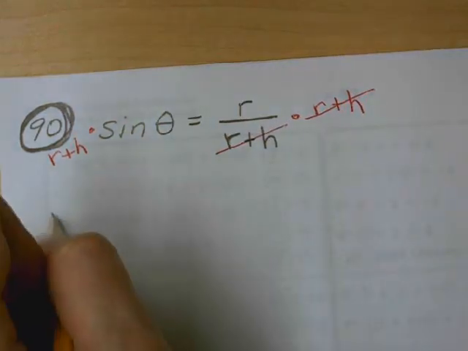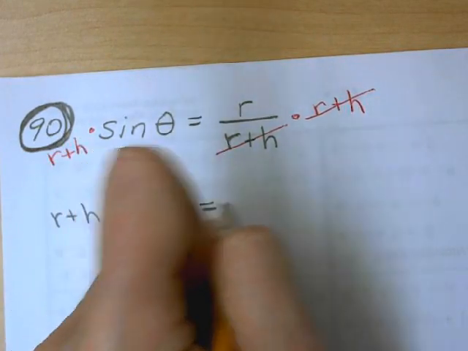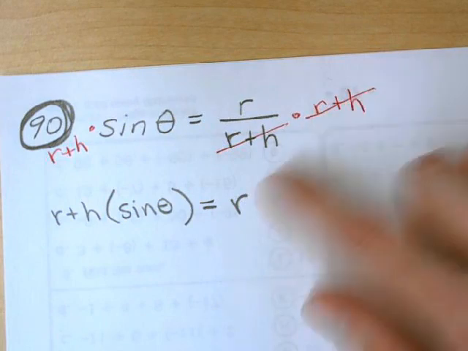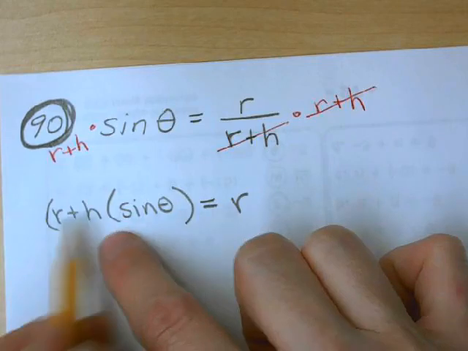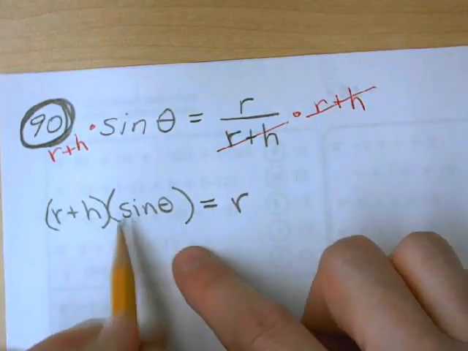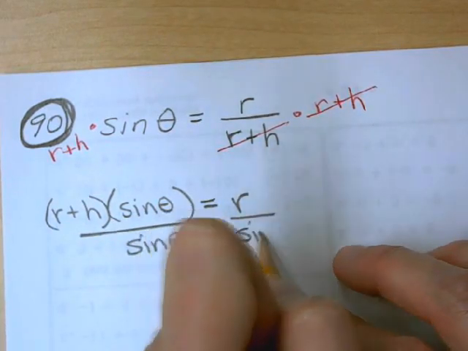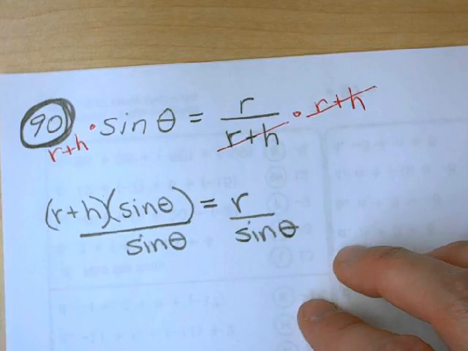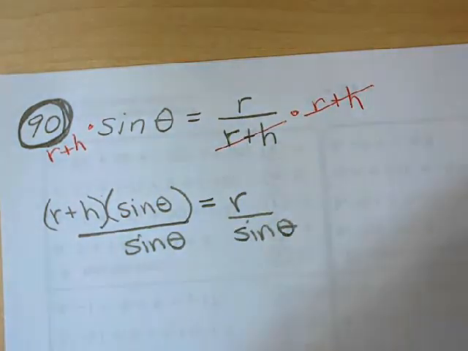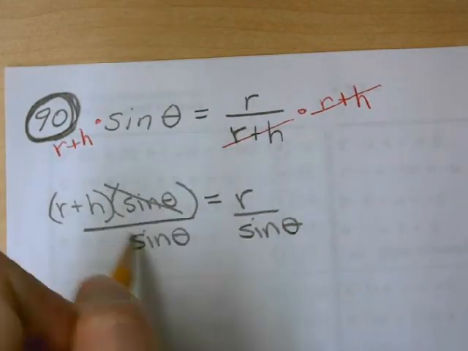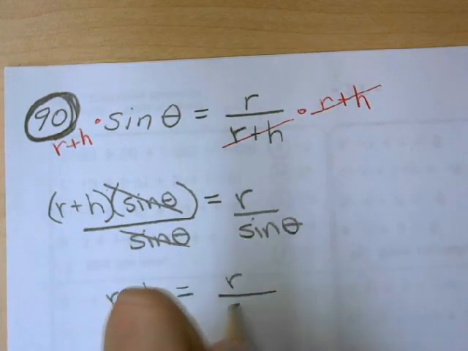So then you have R plus H times sine theta equals R. So then you don't have a fraction anymore. And you're trying to solve for H. So this R plus H is kind of like a group right now. So now I would divide by sine theta. This isn't the only way to do it, but because yesterday a student asked, could we distribute that? I'm like, yeah, you could, but you still have to keep working on it until you get H by itself. So then if you divide by sine, you get R plus H equals R divided by sine.